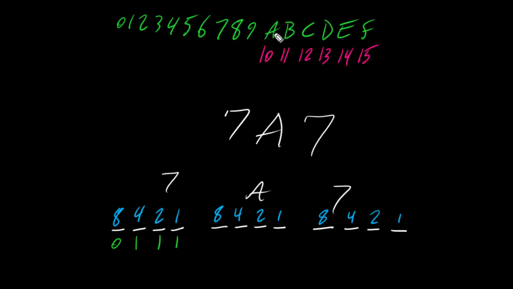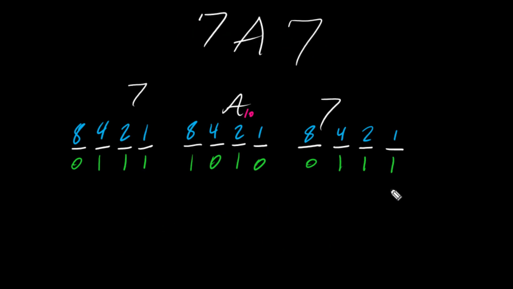A is 10, right? So we can write 10 here. Which ones do we have to turn on? 8 and 2. 8 plus 2 is 10. And this one is the same as the first one, 7, which is 4 plus 2 plus 1. So here we got our binary number. Let's write down our binary here: 0 1 1 1 1 0 1 0 0 1 1 1.